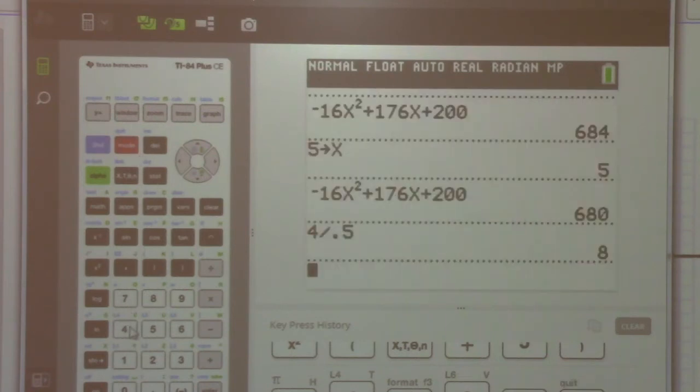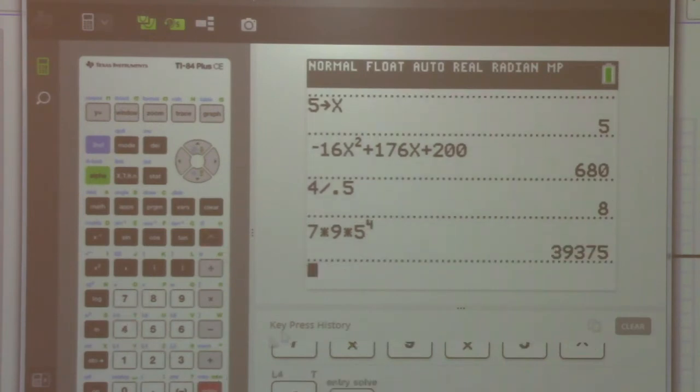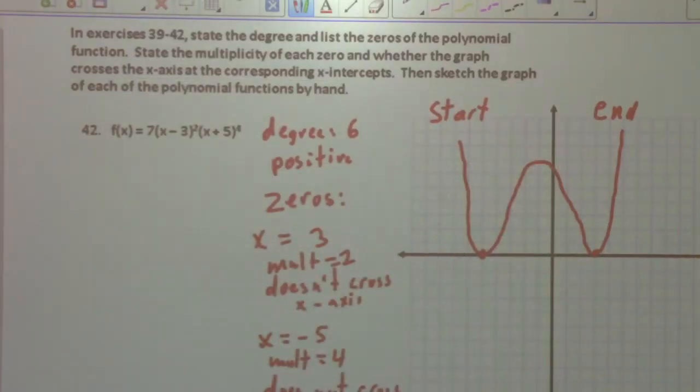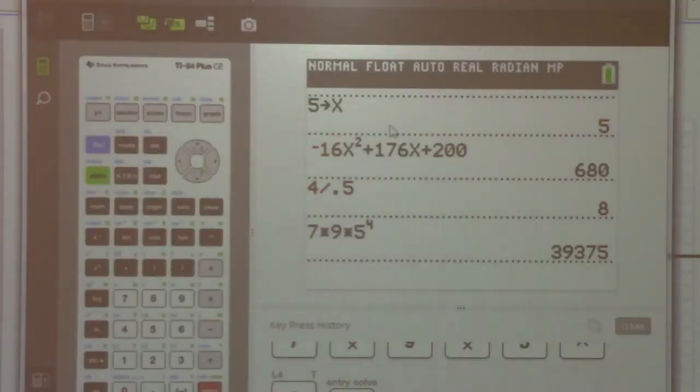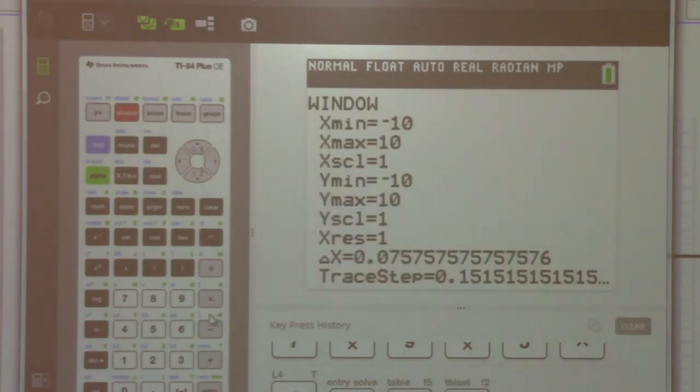7 times -3 squared, which is 9, times 5 to the power of 4. And so we get, this is going to be our y-intercept right here. Okay? So our scale makes it so we can't even see the graph of it when we graph. So that's why. So if we change the window, we should be able to see that better.